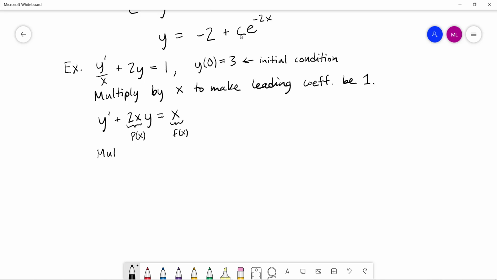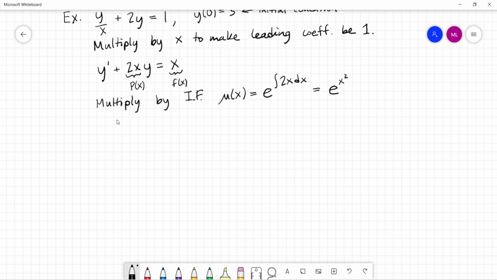So multiply by our integrating factor, which is going to be mu of x equals e to the integral of p of x. And what is our p of x? 2x dx. And so in this case, we wind up with an integrating factor of e to the x squared. When I integrate 2x, I wind up with x squared. So here is the factor that I need to multiply this whole equation by to get it so that the left-hand side looks like the result of product rule.